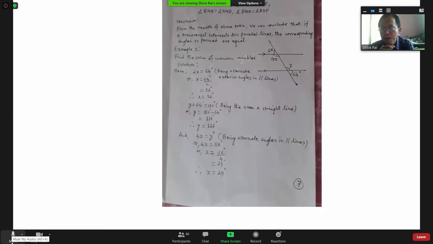But remember one thing: alternate angles formed by a transversal with parallel lines are only equal. If the alternate angles are not formed in parallel lines, they are not equal. Remember. These things we have already learned.